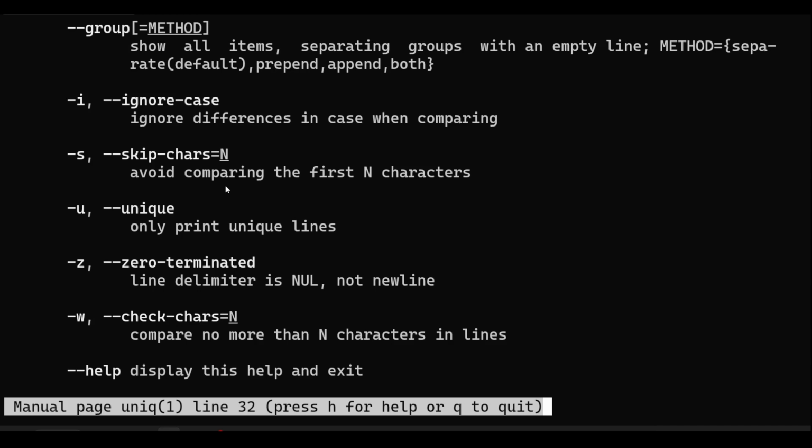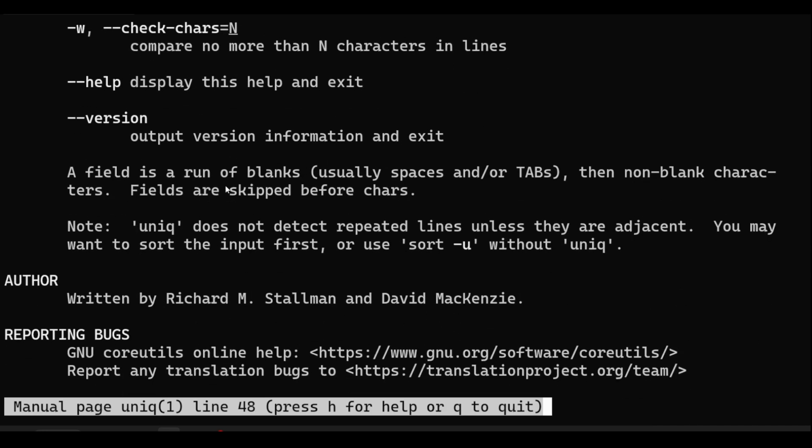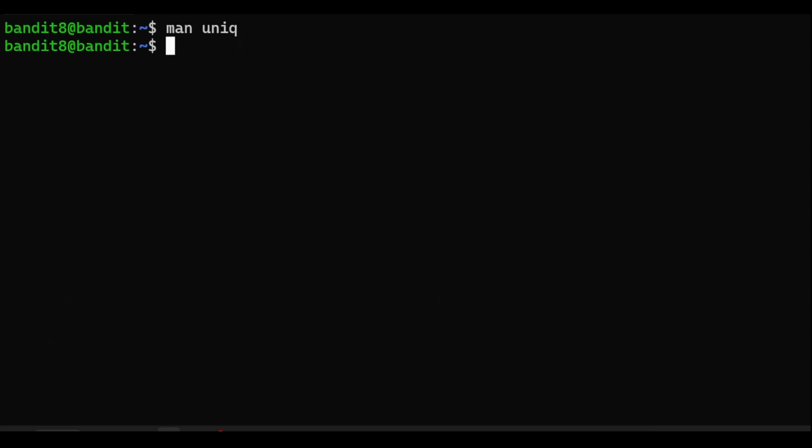Okay, what can it be? Unique does not detect repeated lines unless they are adjacent. You may want to sort the input first or use sort minus u without unique. Okay. So I have to sort it first.